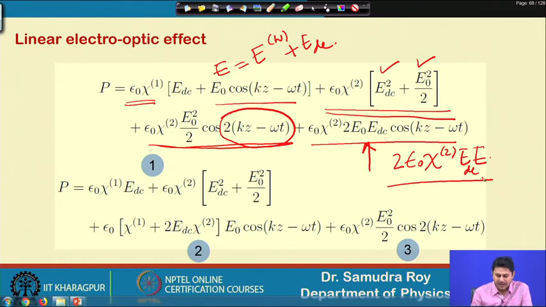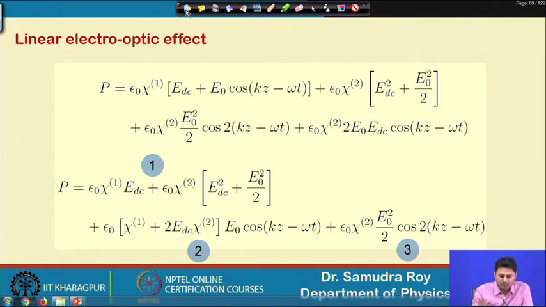Okay. After having all these terms, now again we start recollecting one by one. So, let us see what happened for the first term. The first term we have epsilon 0 chi 1 E_DC.